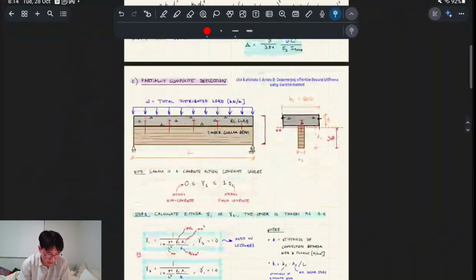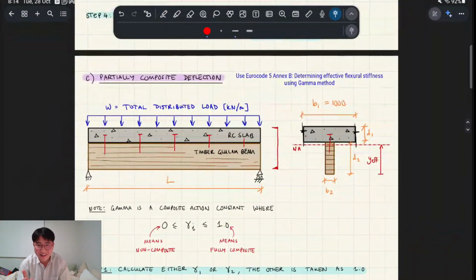Okay, so here's where the hard stuff starts, right? Partially composite deflection. So now we're not dealing with something that's fully composite, like how we did it for reinforced concrete, and we're not dealing with something that's basically sliding against each other, right? We're dealing with something in between. So we have to use something called the gamma method, and it's completely arbitrarily named because it's the same thing as you learned in the last week of steels. We are basically, to recap, if you've done steels.